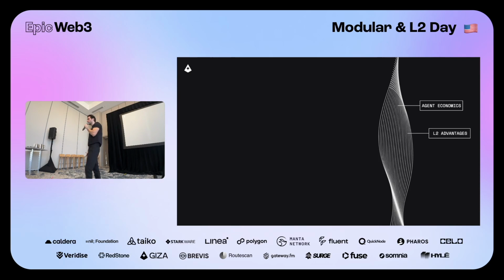There are incredible overlaps in agent economics and what L2s can provide. And I think these are the main reasons why L2s should optimize for agents in the near future, and by near future I'm talking about next week, rather than humans.